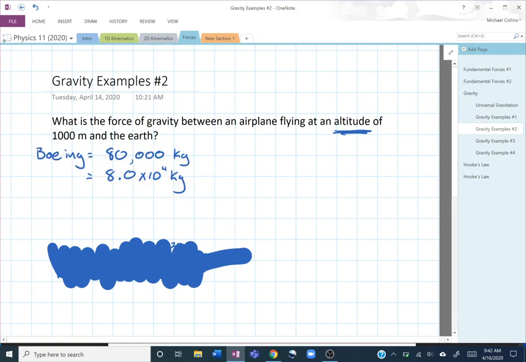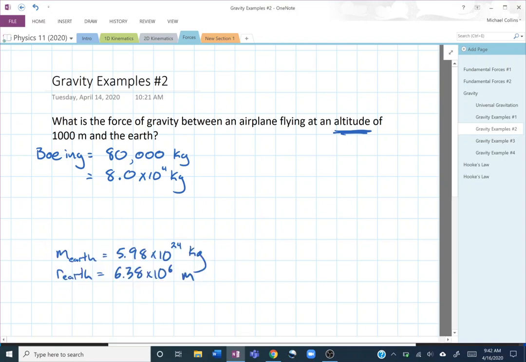I did a quick Google search, and I found that a Boeing jet is about 80,000 kilograms. And then if we go to our formula sheet again and pull off the mass of Earth and the radius of Earth, we get these guys.